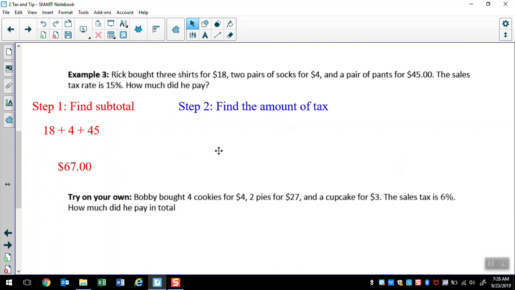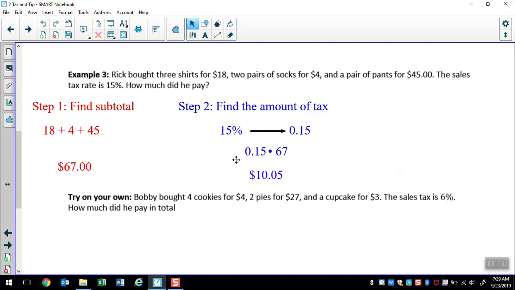Now that we have our subtotal, let's find the amount of tax. In this one, I did it the easier way because I wanted to bounce back and forth between the 2 methods. So 15%. Let's take our percent and convert that to a decimal, 0.15. Now we're going to multiply that 0.15 by our subtotal, and that ends up giving us $10.05.